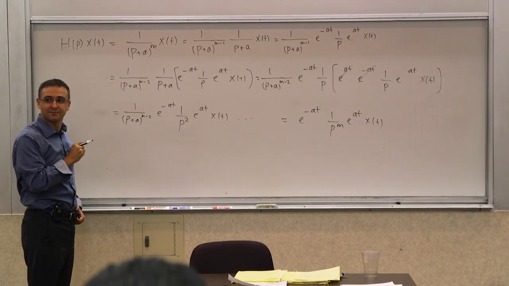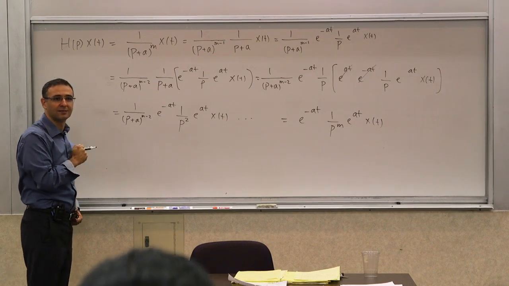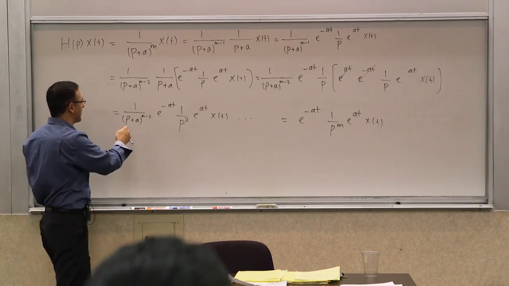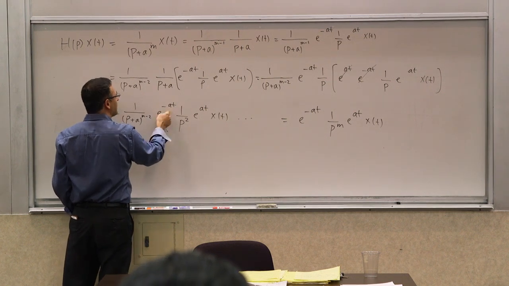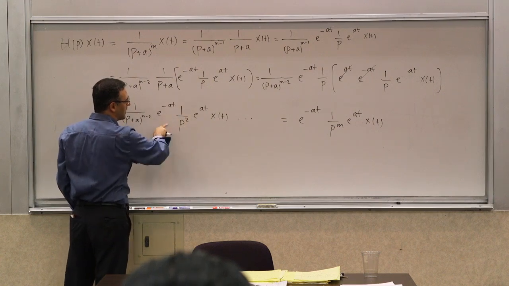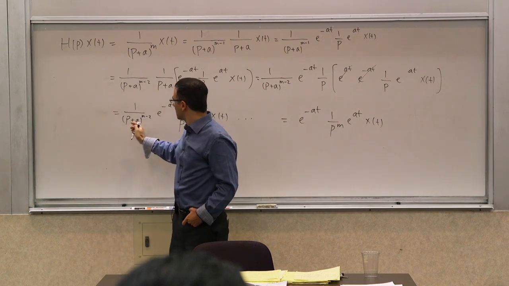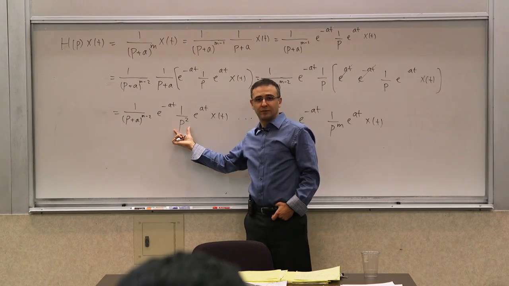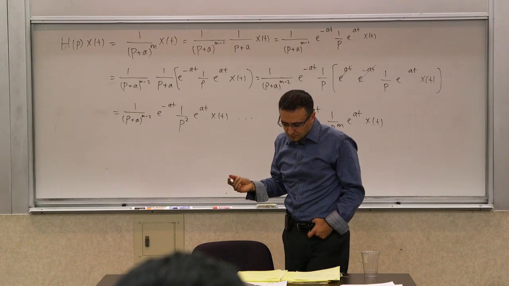Is this clear? If you're not convinced, you have to raise your hand. This will keep happening, right? Every time I take one of these, it will have an e to the negative at up front and an e to the at inside that will cancel the one outside. So 1 over p would be right in front of 1 over p squared, so I will get 1 over p cubed. It keeps happening till you exhaust the supply of these, and you end up with m of these. Make sense?